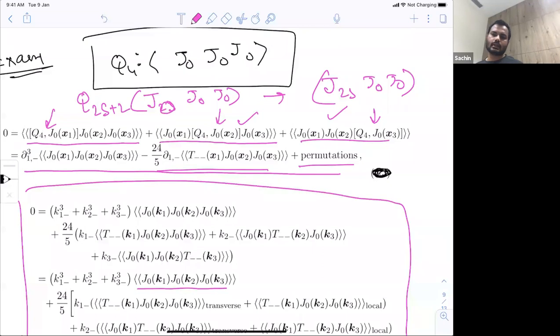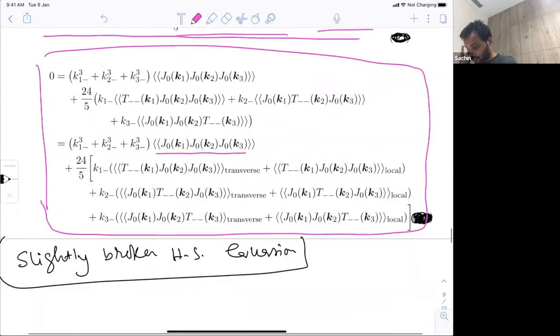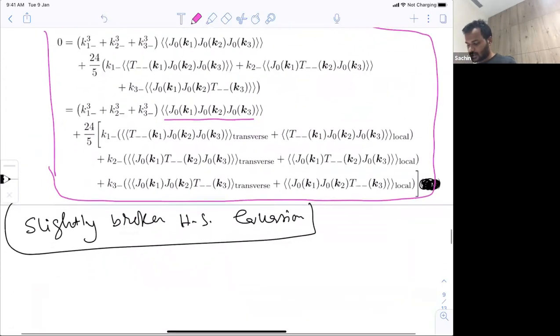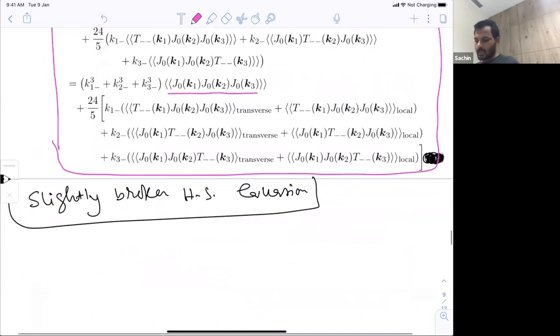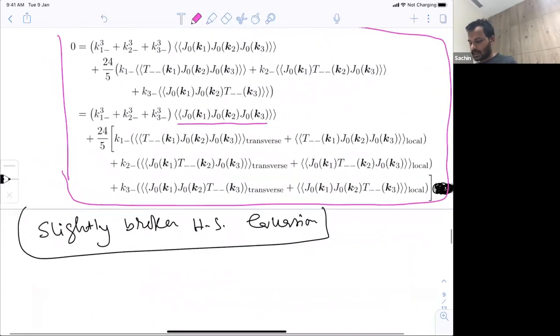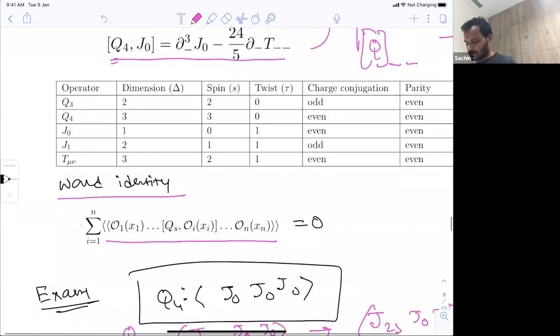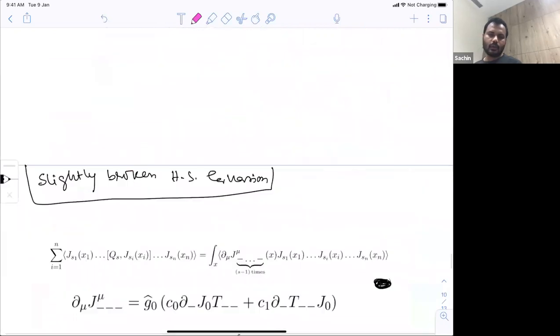And again, you will get an algebraic equation, and that is all you have to solve. No differential equation or anything, no differences or anything. At the end, all you have to do using this is to solve some algebraic equation. Okay. So this is an example. I thought there are situations where higher spin equations are not exactly conserved.